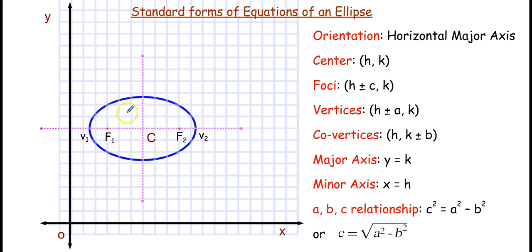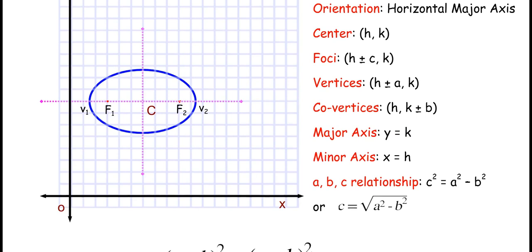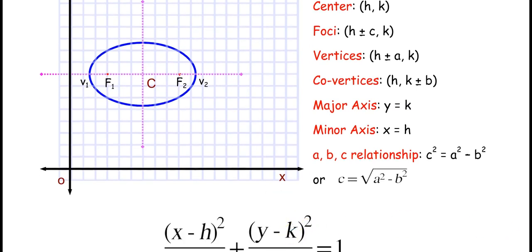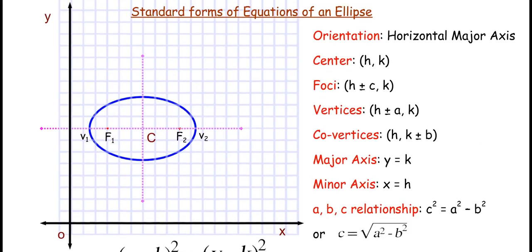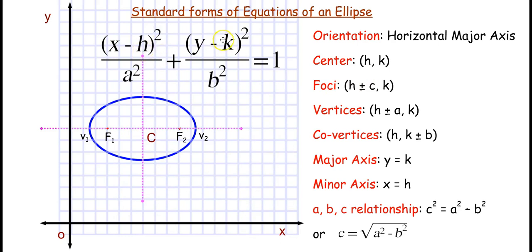The standard form of the equation of such an ellipse is: x minus h whole square over a square plus y minus k whole square over b square. Now the situation here is that the major axis is horizontal. In that case, the center of the ellipse, this point C, is h comma k. This h comma k gives you the center, and to get the foci, if I subtract c, h minus c comma k gives you f1, and h plus c comma k gives you f2. Those are the two foci.